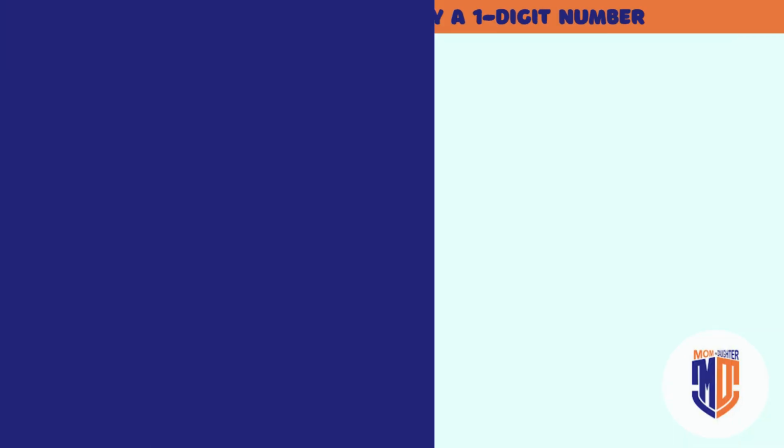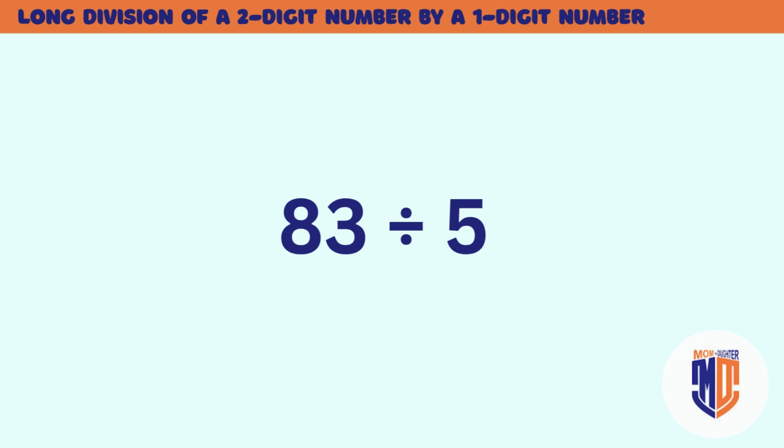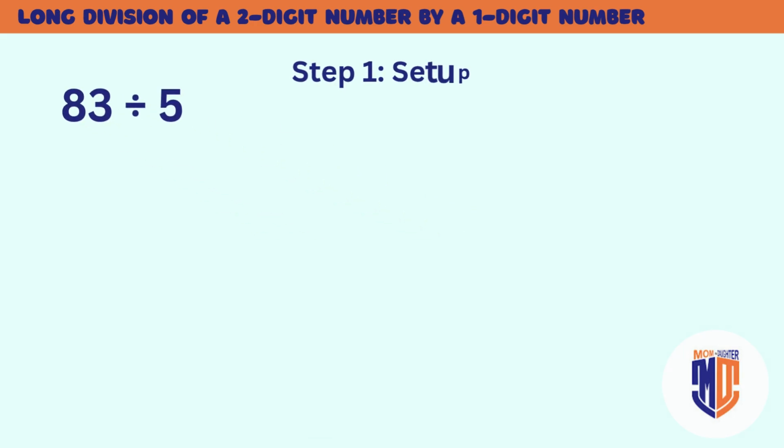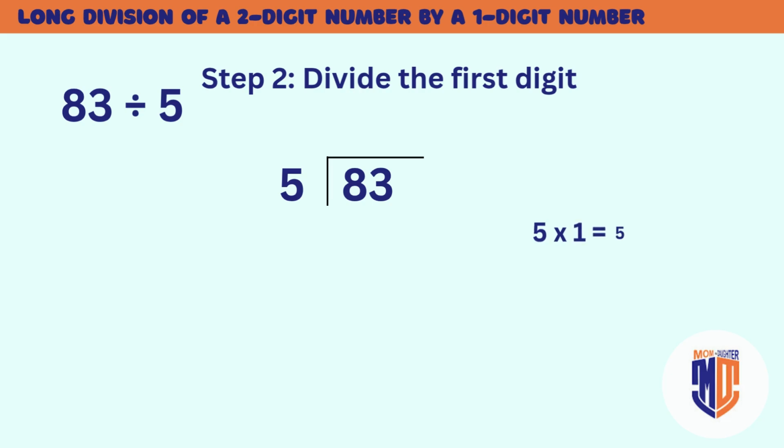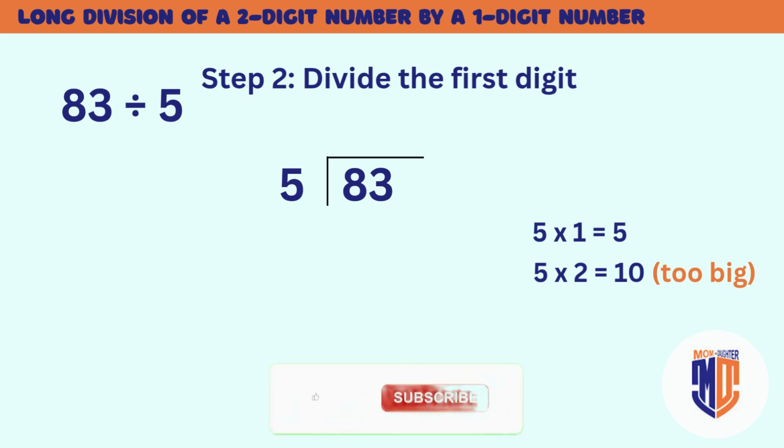Another example. Let's try 83 divided by 5 with a remainder. Step 1. Set up. Step 2. Divide first digit. 5 goes into 8. 5 times 1 equals 5. 5 times 2 equals 10. Too big. Use 1.